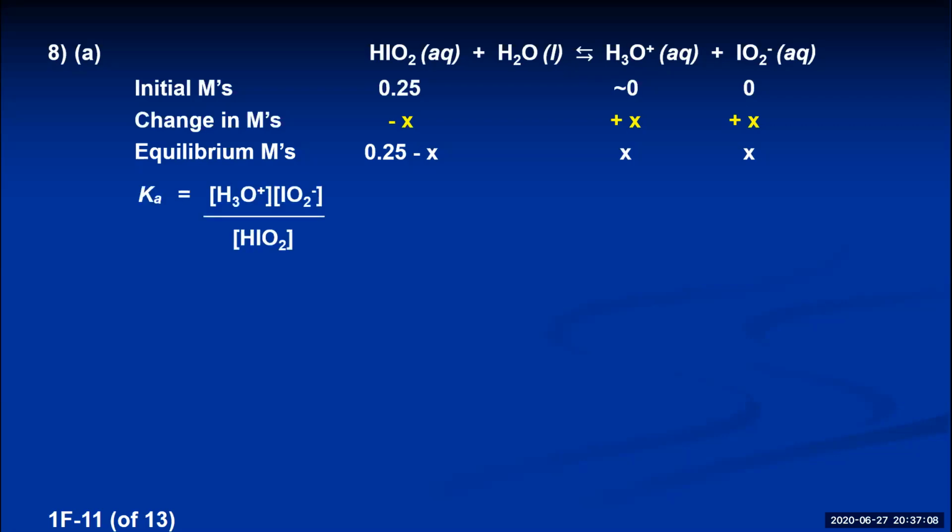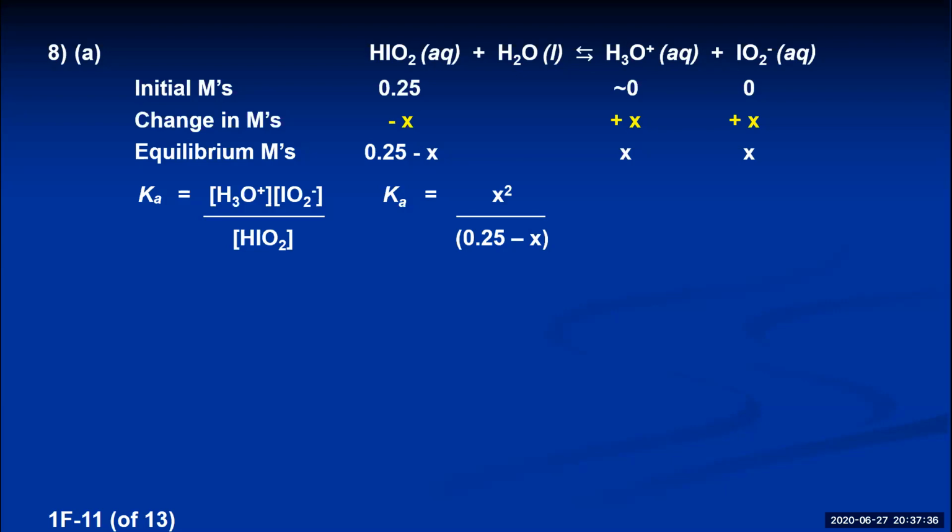If we take the equilibrium values and plug those into the right side of our Ka expression, we now have an equation that allows us to calculate Ka, but we have a second variable, X, and we have to figure that out first. So there has to be something in the problem to allow us to get X. And the clue is they say the pH of the solution is 3.47. The pH of the solution is related to the hydronium ion concentration. And in this solution at equilibrium, the hydronium ion concentration is X.